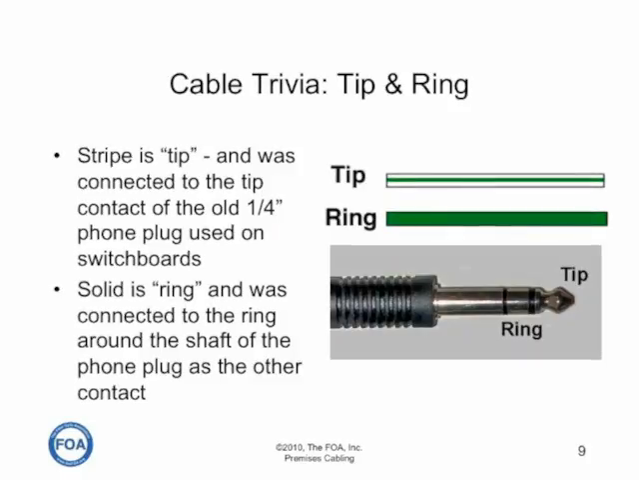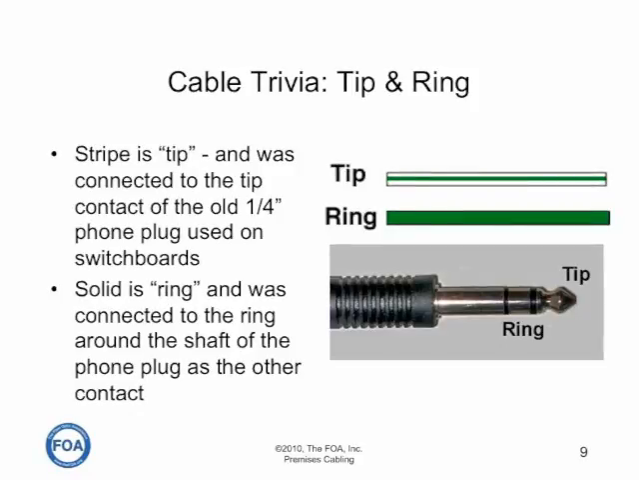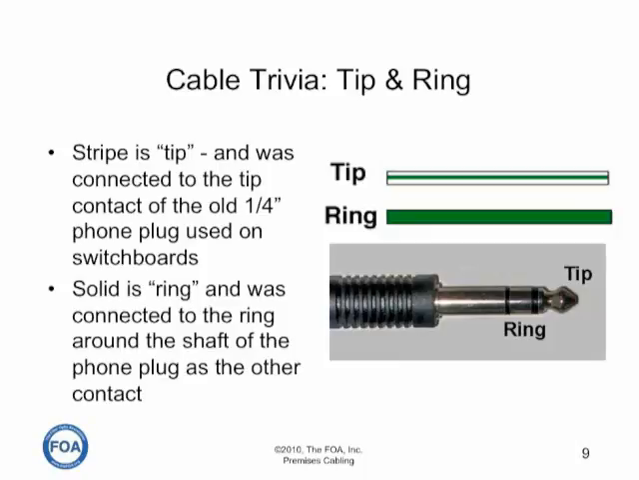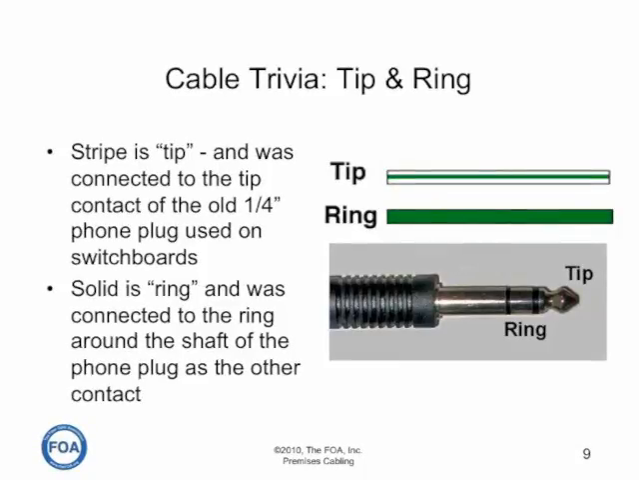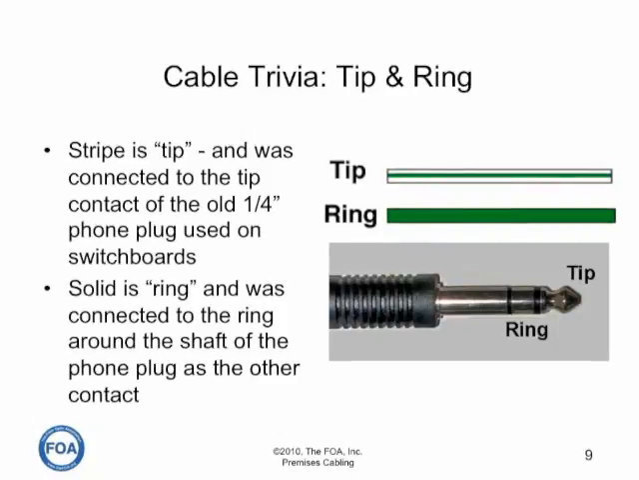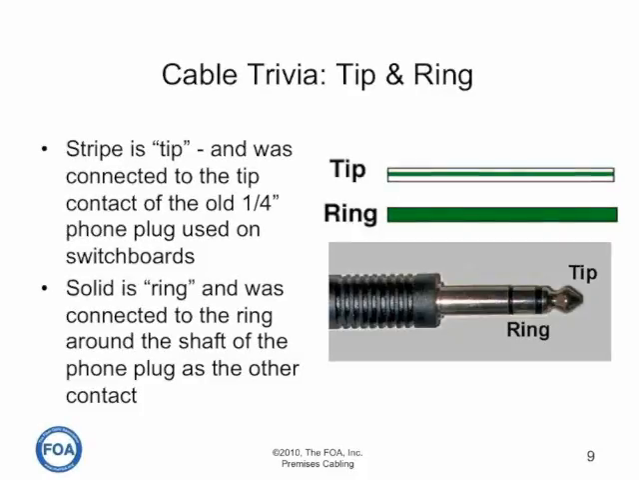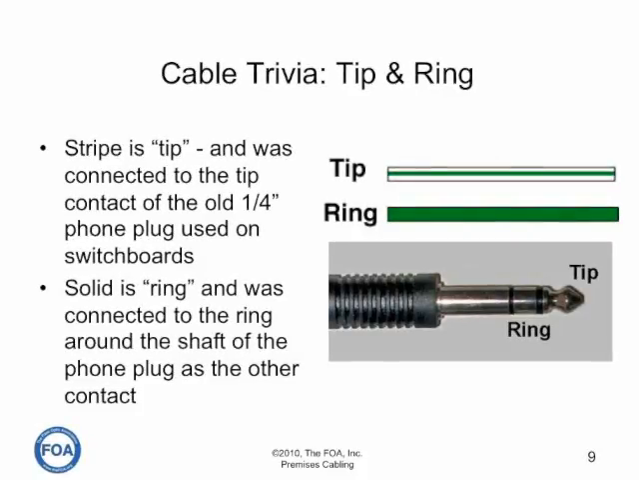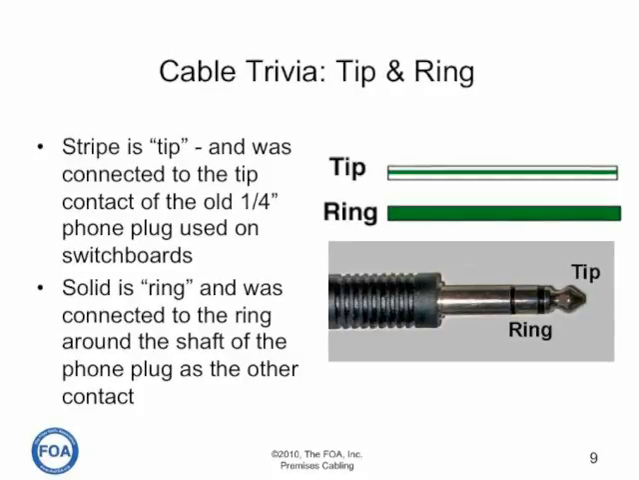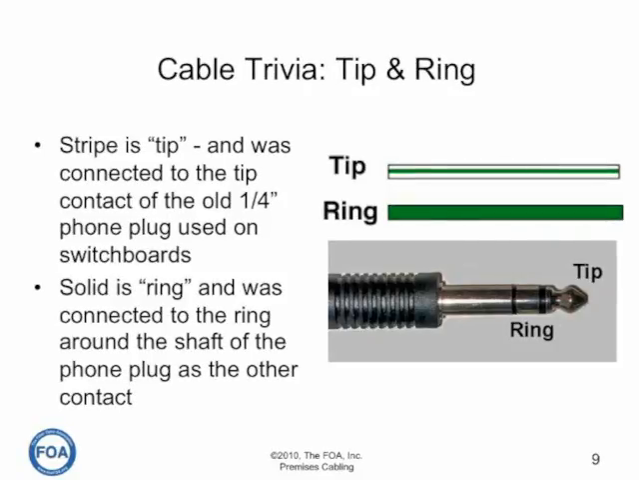Some cabling trivia. What is typically referred to as tip and ring on the 2 wires, where tip is the wire with a stripe and ring is a solid wire, refers to the way that the wires were originally connected to the classic 1/4-inch phone jack. The tip of the plug had the wire with the stripe, and the ring behind that, the second contact, had the solid wire. And that's why we call them tip and ring.